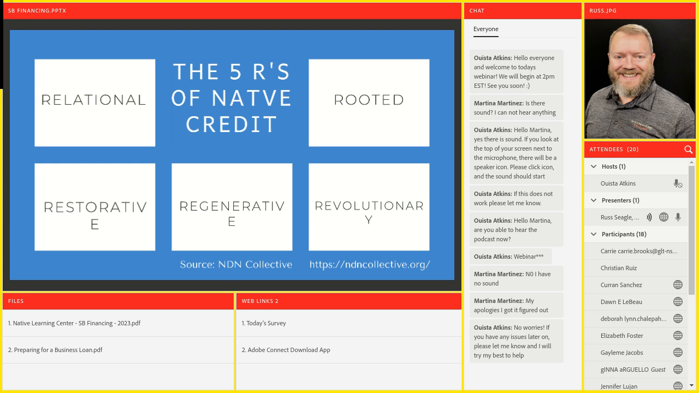But the 5 R's of Native credit begins with relational. What are the relationships that this business has? What are the relationships that this business can create? What are the relationships that this business can foster, can repair, improve? It's all about people. And again, if we're going to lend money to people, we have to know that people are going to be involved in the business.